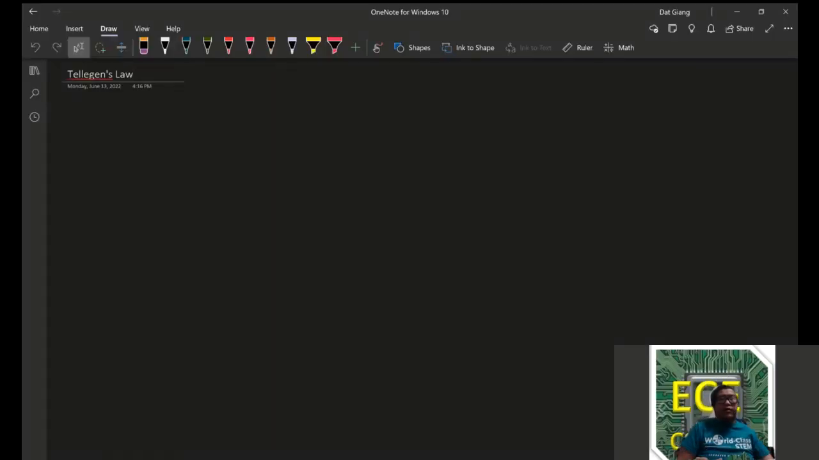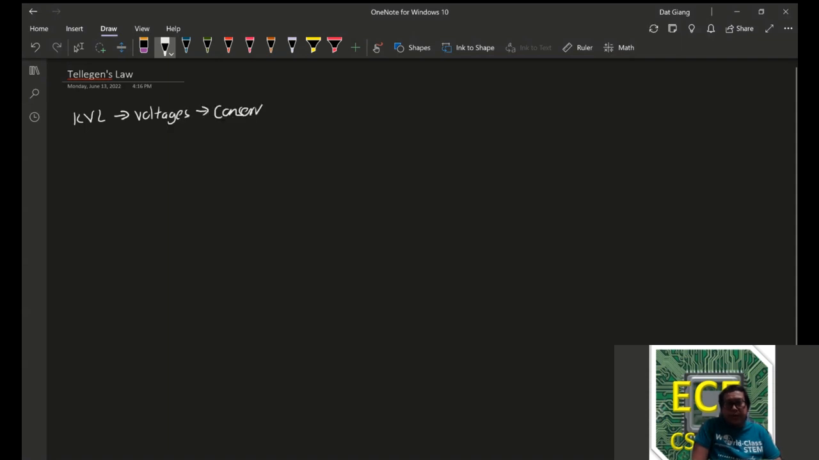Now, another related law based on voltage and current is Tellegen's law. First, we had KVL, which described to us voltages, which are based on conservation of energy. We then had KCL, which talked to us about currents based on the conservation of charge.